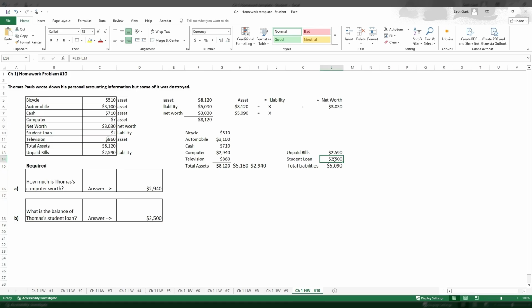It's not something that typically in our normal course of business as accountants that we would be doing something like this. That's why they say his information was destroyed. So it is something that you could do if you had to, but really this problem is more so just designed as a math exercise to try and solidify those concepts that we were just talking about.